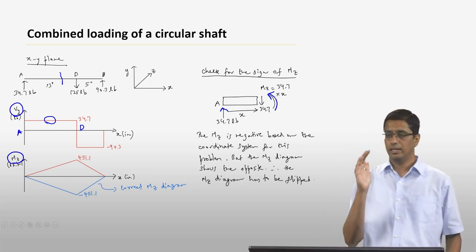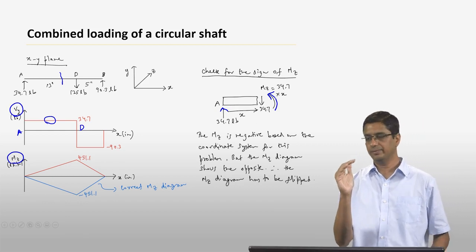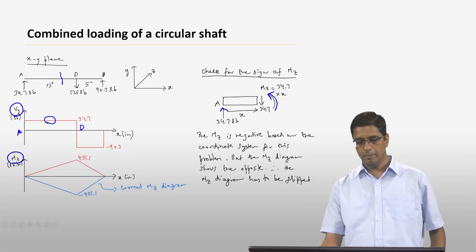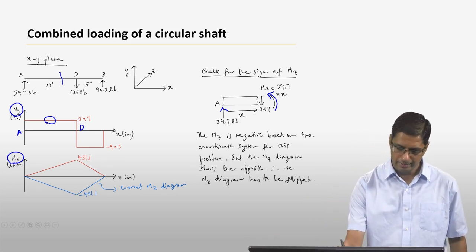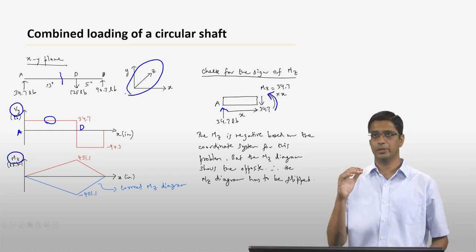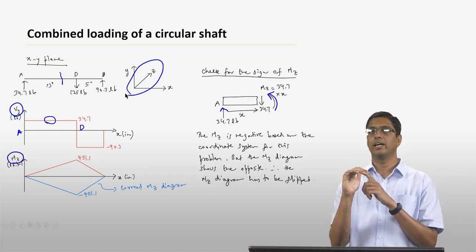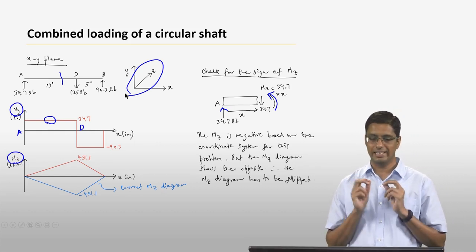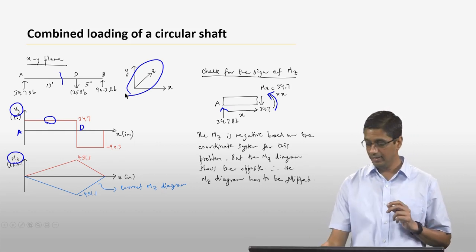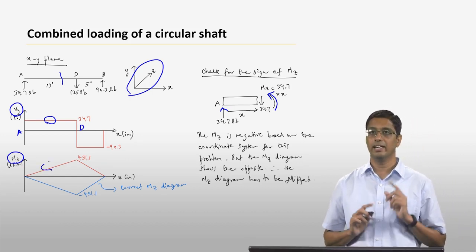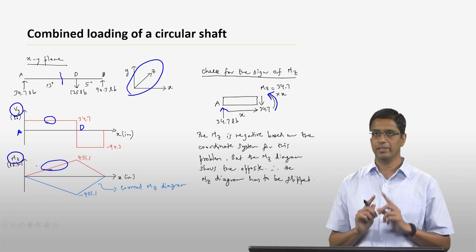Now, if you curl your fingers this way, my right thumb is pointing towards me, okay? But look at the direction of z here. Z is pointing inwards, which is opposite to the direction of the thumb here, which means that this bending moment mz is actually negative. On the other hand, my bending moment diagram tells me that it's going to be positive, okay? Which means that I have to flip the sign.